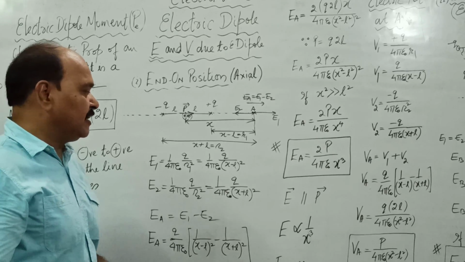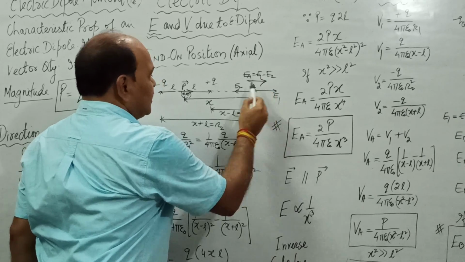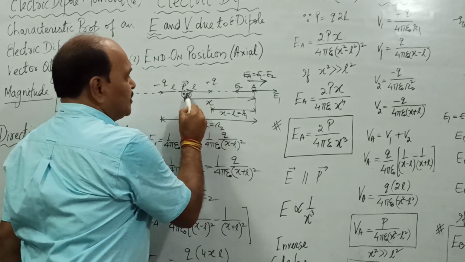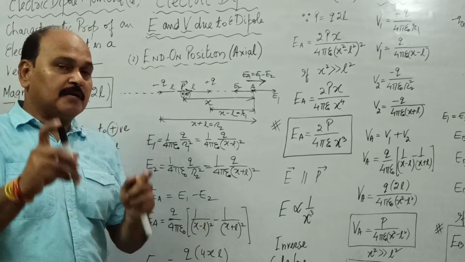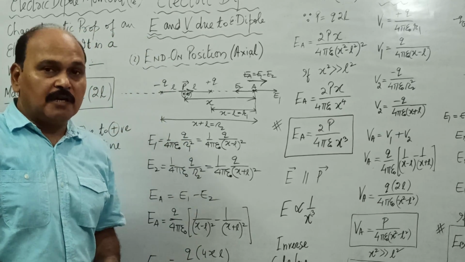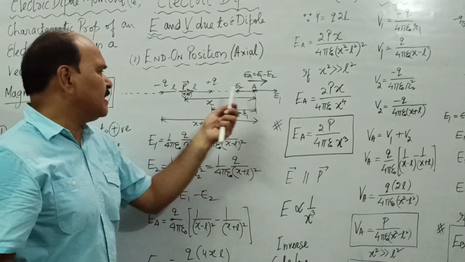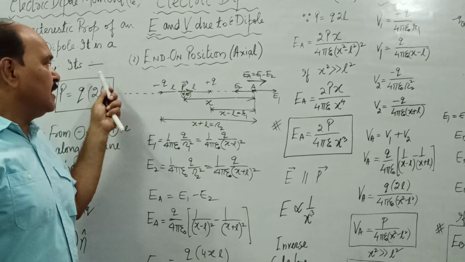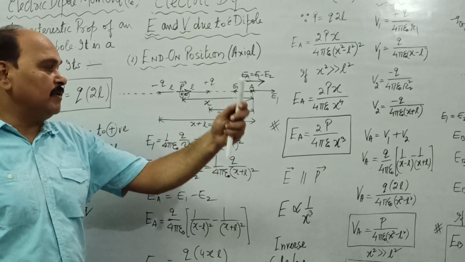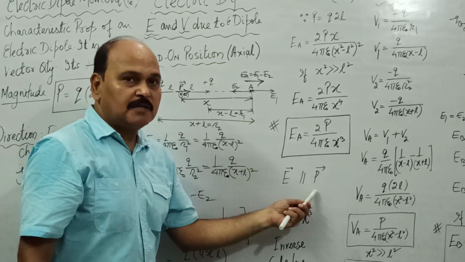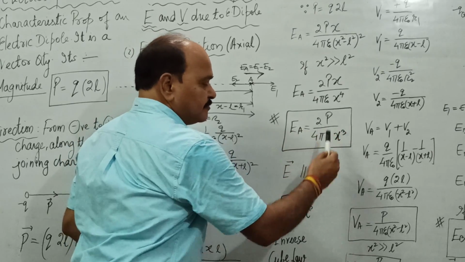Well, direction of electric field intensity. Direction of electric field intensity is from left to right, which is the same as the direction of P. So electric field intensity at end-on position is in the same direction as the direction of electric dipole moment vector of the electric dipole. Wherever the point may be, this side or this side, if the electric dipole moment is from left to right, electric field intensity would also be from left to right. So E and P vectors are parallel vectors. If we wish, we can put the vector sign here also.